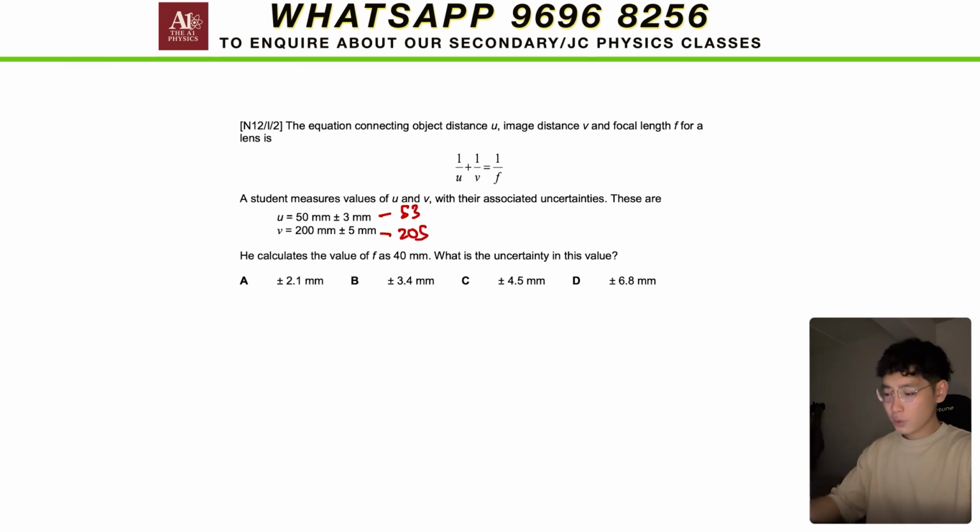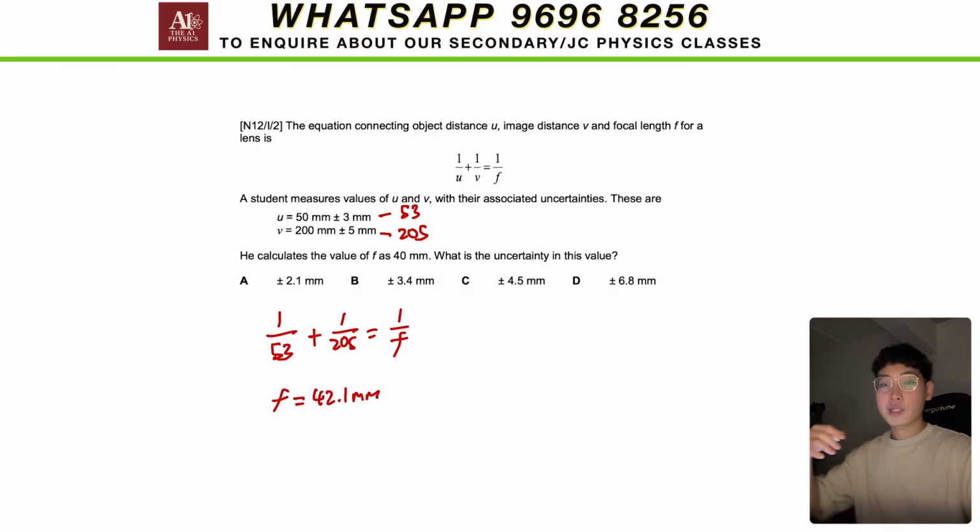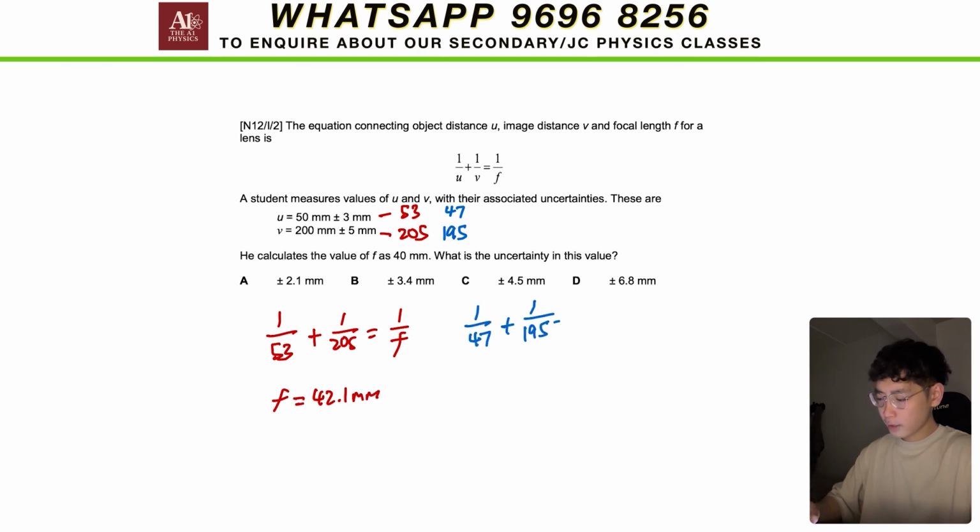So using this assumption, we'll get 1 over 53 plus 1 over 205 equals 1 over the focal length. If we solve this equation, we'll get a focal length of 42.1 millimeters. This is the maximum value of the focal length. Let's take the minimum possible value. The minimum value of u will be 47, which is 50 minus 3, and the minimum value of v will be 195. So now the minimum value of f will be given by 1 over 47 plus 1 over 195 equals 1 over f. If we solve this equation, we will get 37.9 millimeters.